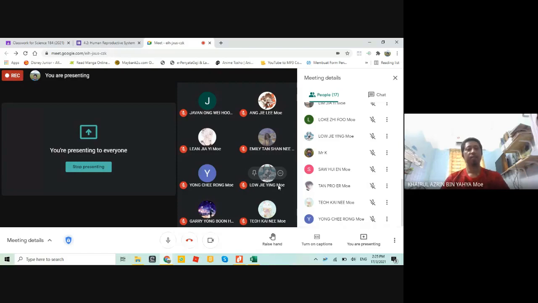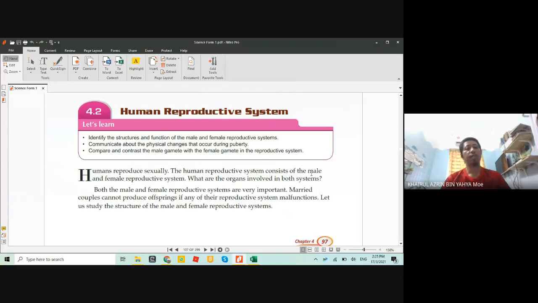Hi everyone. So today this is science form one. We go to 4.2 and chapter 4. 4.2 is about human reproductive system. So let me show you this one. Today we learn about identify the structures and function of the male and female reproductive systems and communicate about the physical change that occur during puberty. And then the third, compare and contrast the male gamete with the female gamete in the reproductive system. Okay, so we start.